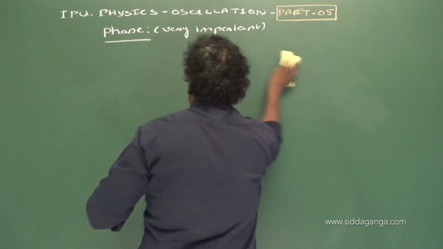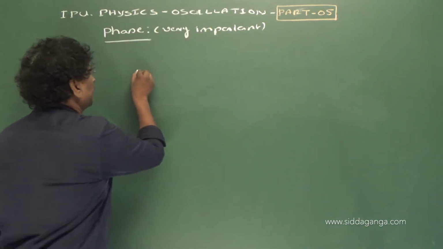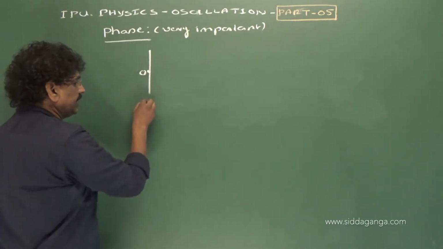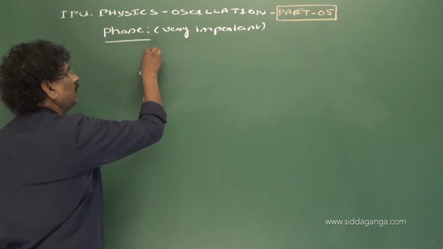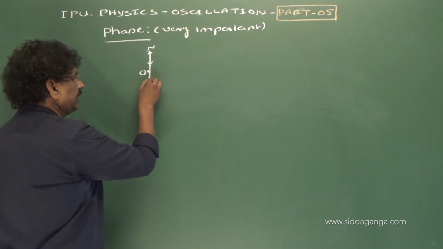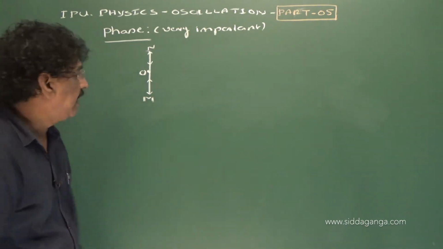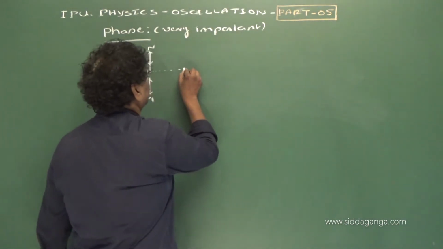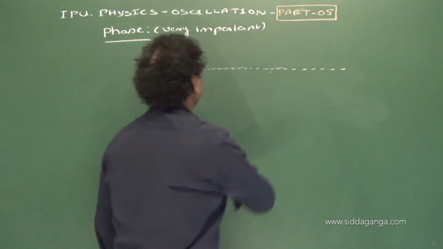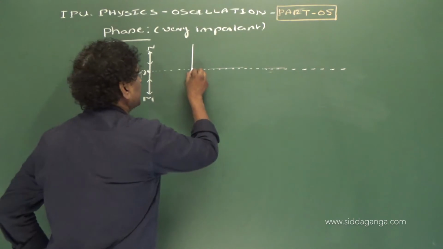Now let us consider the graphical representation of a vibrating particle. The particle is at O and it has two extreme positions, M and N. The four arrow marks indicate four different directions in one complete vibration. Now we will represent the motion in terms of a displacement-time graph.